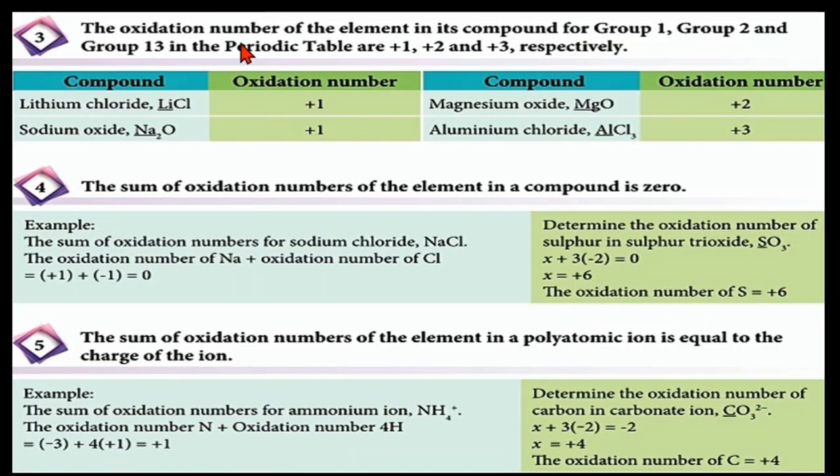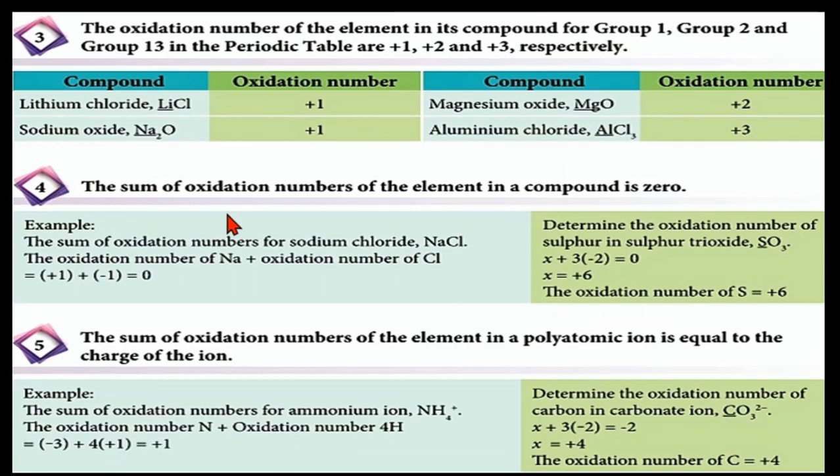Number 3, the oxidation number of the element in its compound for group 1, group 2 and group 13 in the periodic table are positive 1, positive 2 and positive 3 respectively. Group 1, positive 1. Group 2, positive 2. Group 13, positive 3. For example, lithium chloride, LiCl, Li from group 1 is positive 1. Sodium oxide, Na2O, Na is positive 1. Magnesium oxide, MgO, the Mg is positive 2. Aluminium chloride, the Al here is positive 3.